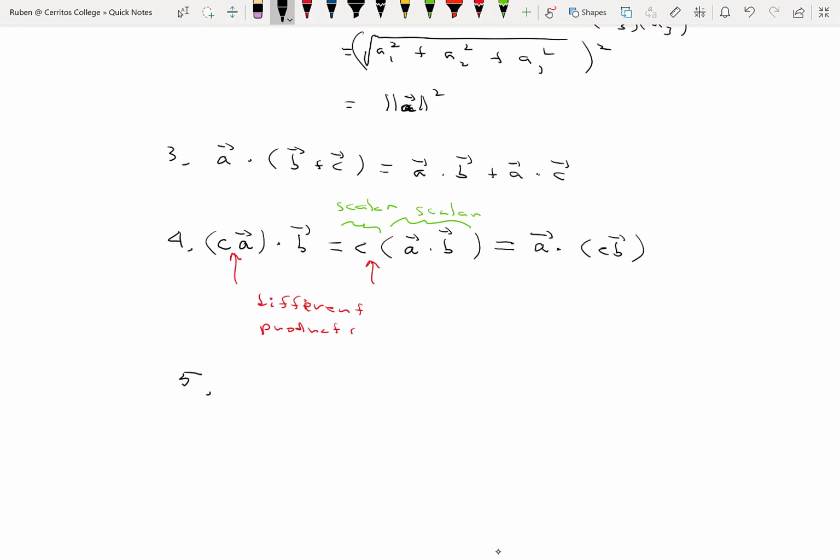Five. Here's a really good one. This is really, really good. What is the vector 0 dotted with the vector A? Before you jump to an answer, is the result a scalar or a vector? Look at the dot. The dot says that the result is going to be a scalar. So the answer is 0.